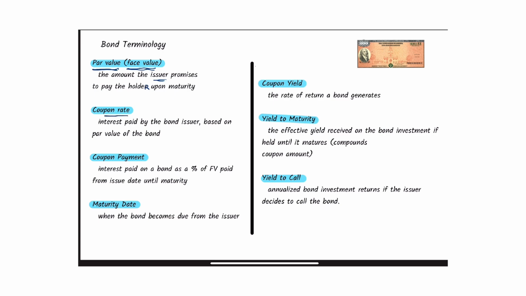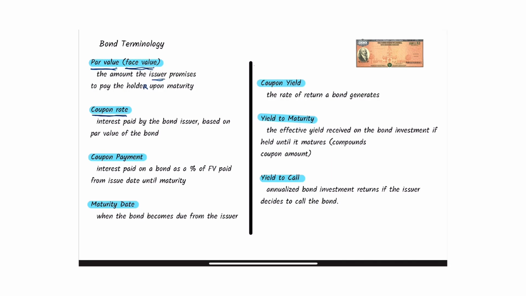The coupon rate is the interest that's paid by the bond issuer, or the person who sells the bond, and that's based on the par value of the bond. So if you have a $1,000 par value bond, the interest will be based on that value. It's not based on the value that you buy the bond for, which could be a different value, which we will again get into. But you have a coupon rate, and that is the interest that you get paid based on the par value of the bond.